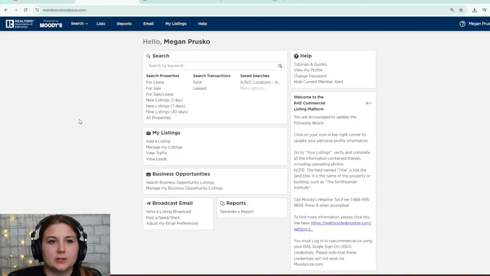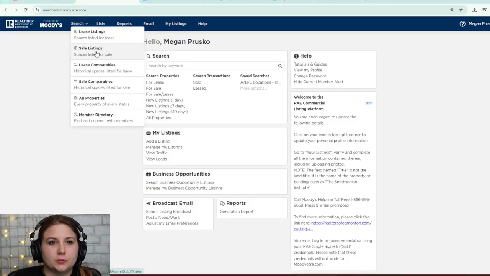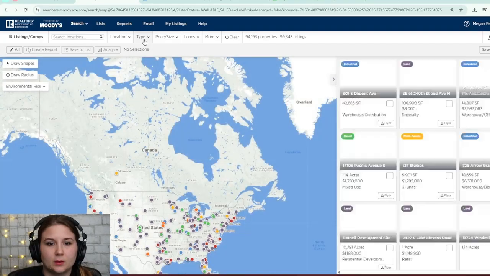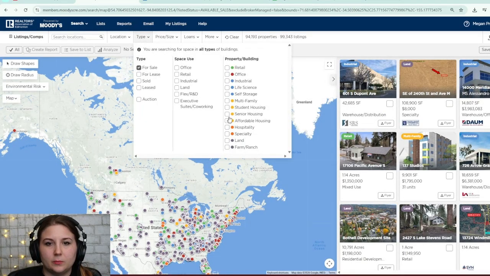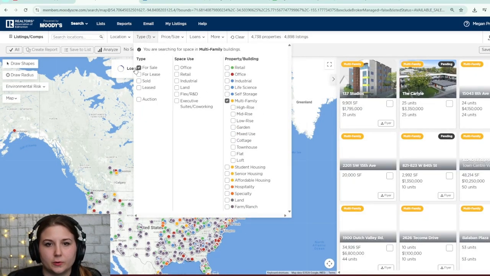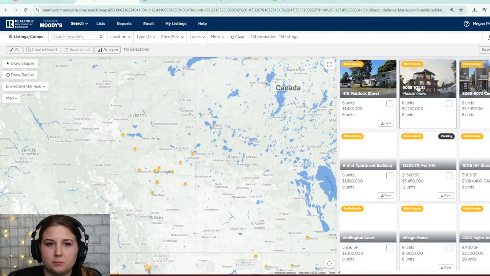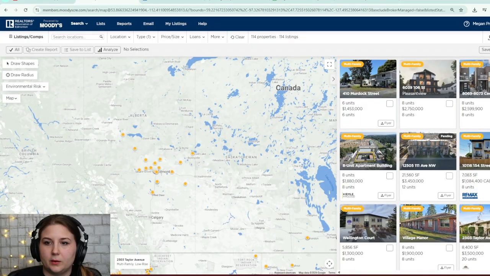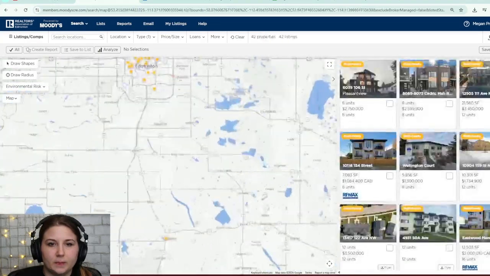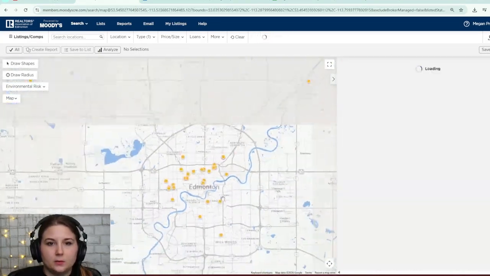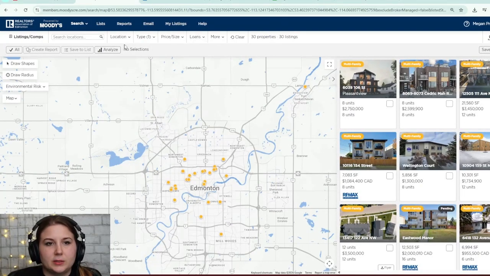My side of Moody's looks like this. I guess Moody's.com. So I'm going to search sale listings. Just like on your side, I'm going to click multifamily for sale. Now, you can see them populating over here on the right-hand side. So all these yellow dots are multifamily listings. Now I need to shave down the criteria so that we are only looking at the applicable stuff.